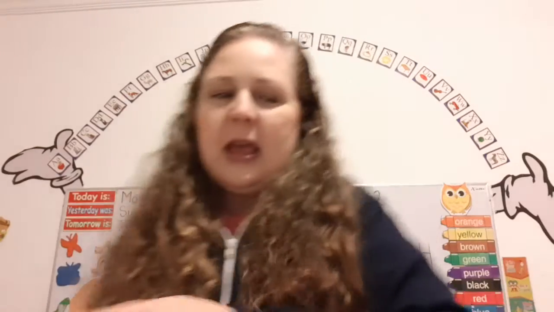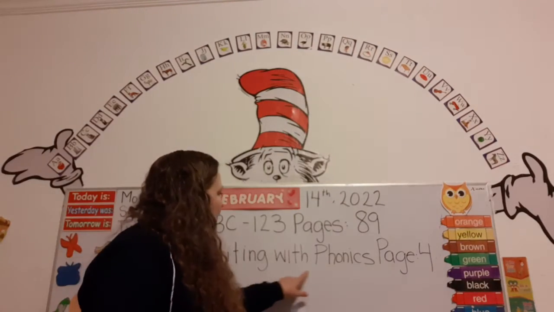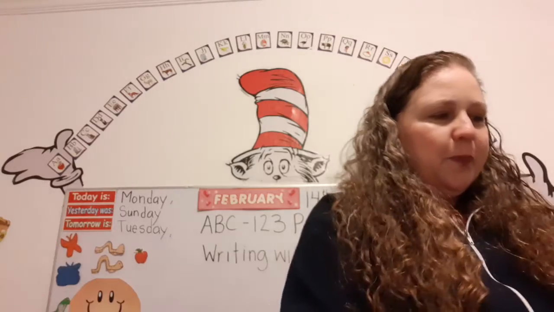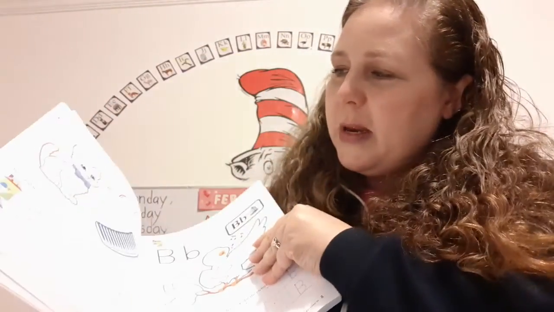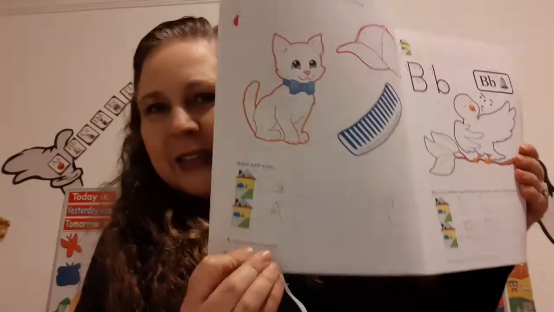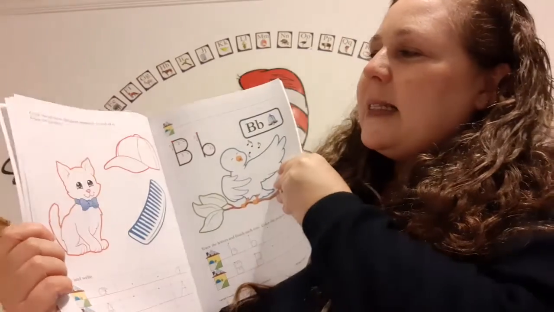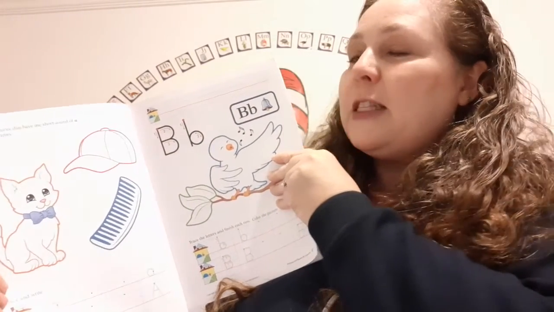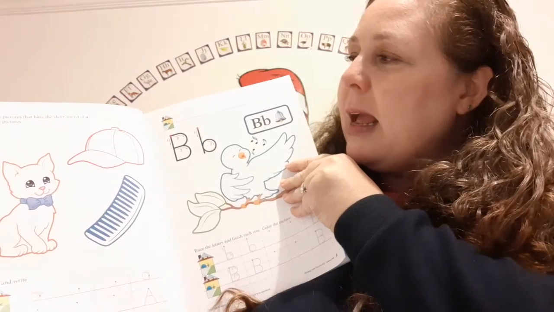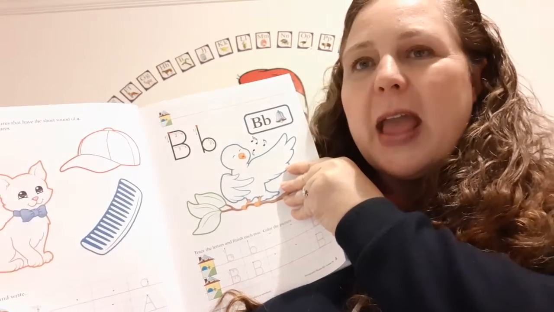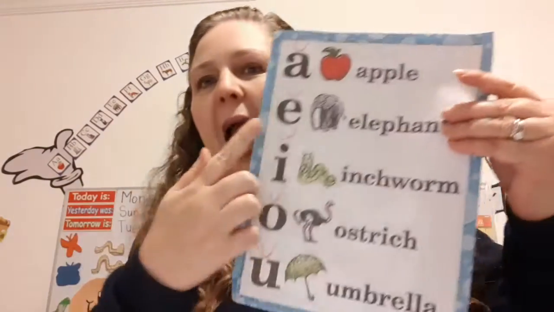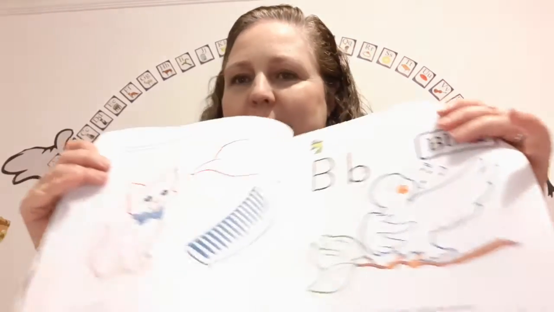Now, we also are going to work with Writing with Phonics, page 4. So this is our Writing with Phonics book, and we're going to open it up to page 4. Okay, and what does it say? It says, circle the picture that has the short sound of A. What does the short sound of A sound like? Do you remember? Apple. That's right.